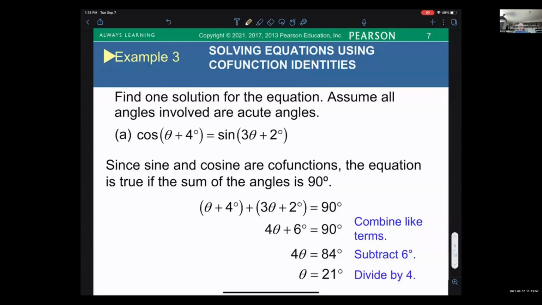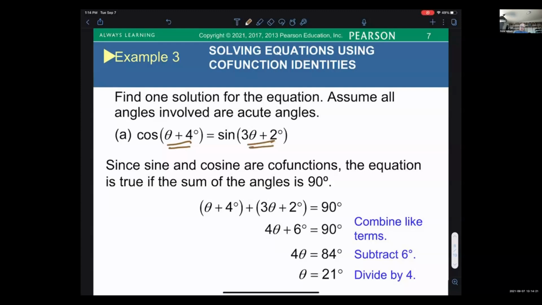Find one solution of the equation. I want to do that. We'll see if time permits. Find one solution for the equation. Assume all angles involved are acute angles. So they tell us that cosine of this angle, which is an acute angle, is equal to sine of this angle over here.